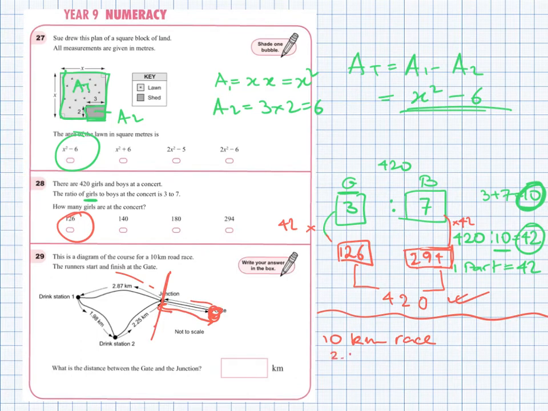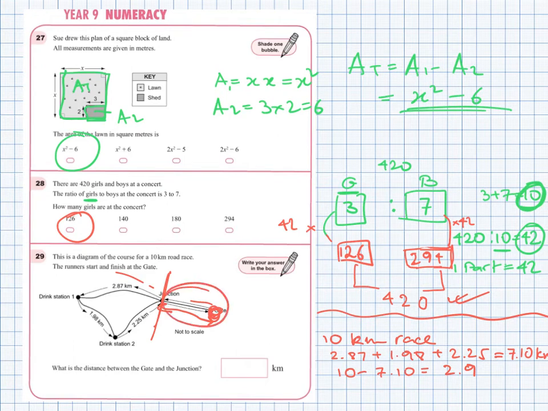So we have 2.87 plus 1.98 plus 2.25. When you put all this together, let me have a look. Okay, as I said, you can use calculator. Calculators are allowed. So we're going to end up with 7.10 kilometers. But that total race is 10. So we are left with here what? 10 take away 7.10, which is 2.9. So it's 2.9.